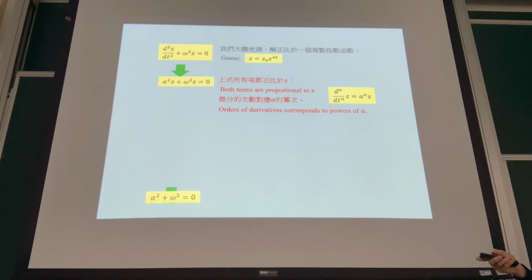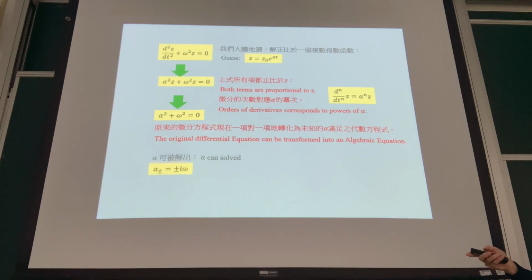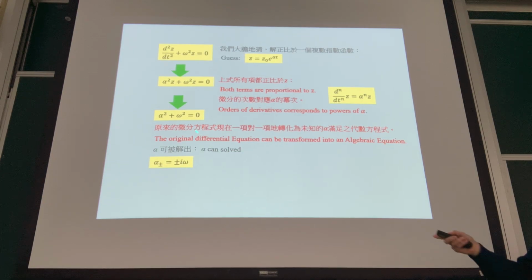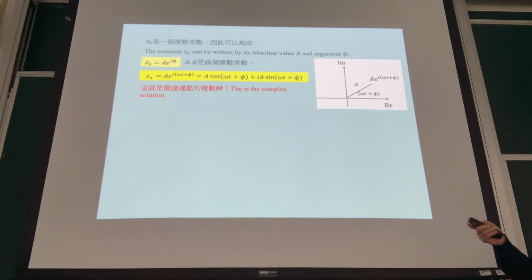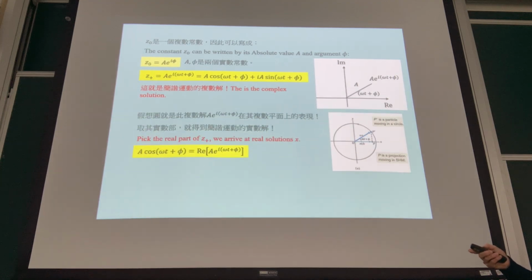In this case, alpha is just equal to plus or minus i omega. And the solution I can write down right away. It is Z0, a complex constant, times e to the plus or minus i omega t. Okay, now let's take Z plus, for example. If you take the real part of this Z plus, it becomes the solution we are familiar with.